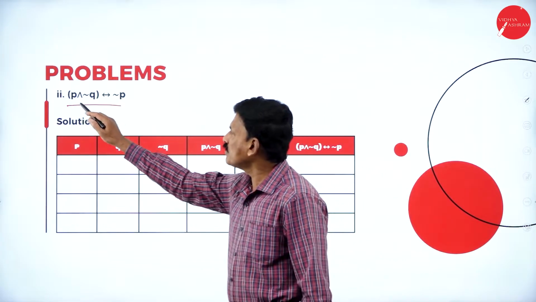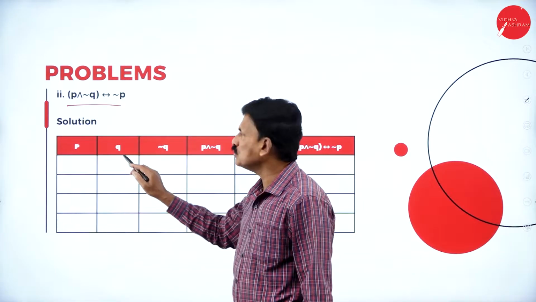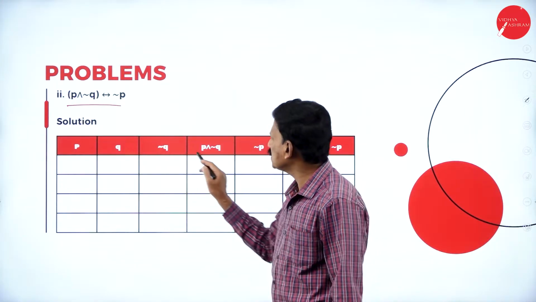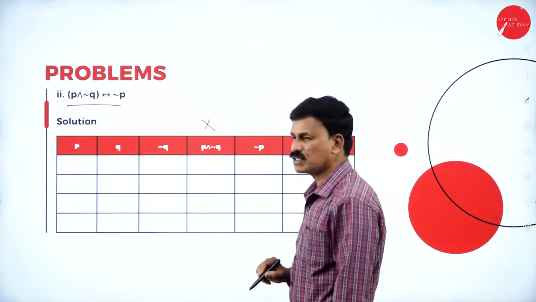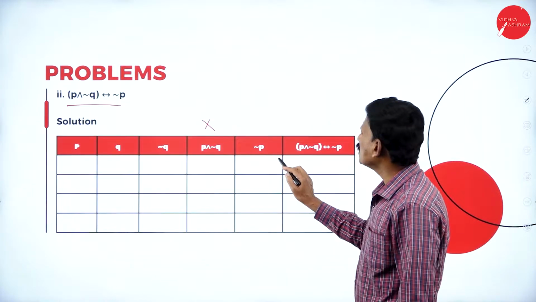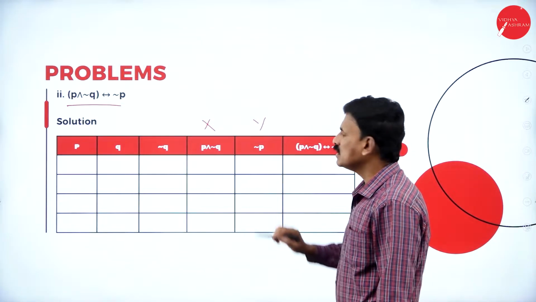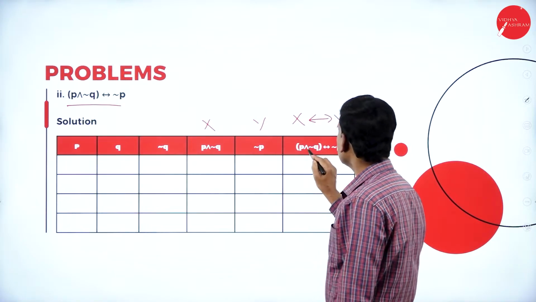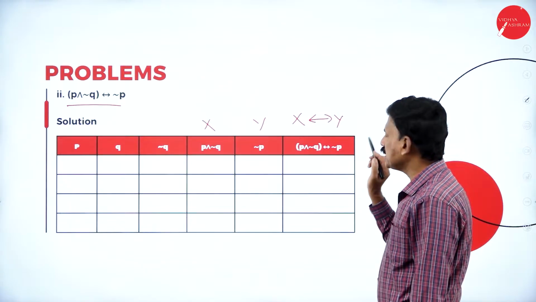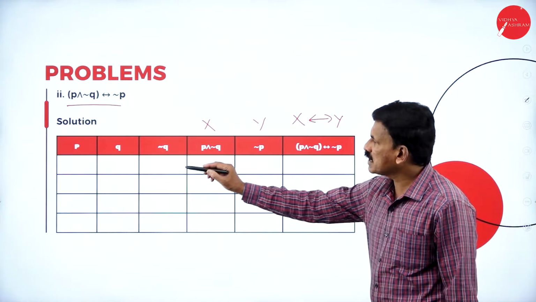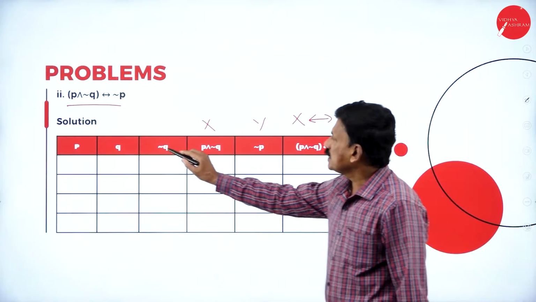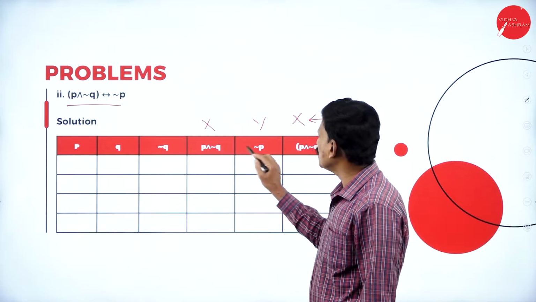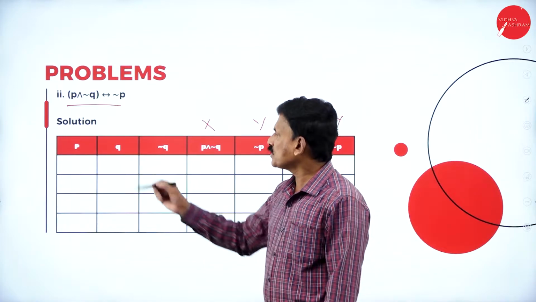See, split like this: first P, then Q, then negation of Q, then P conjunction negation Q, call it X. Next is negation of P, call it Y. Then the biconditional for these two, X biconditional to Y, that is P conjunction negation Q biconditional to negation P. That's all. So split it like this: P and Q, negation of Q, P conjunction negation Q, negation of P, and P conjunction negation Q biconditional to negation of P. Now write down the values for P.